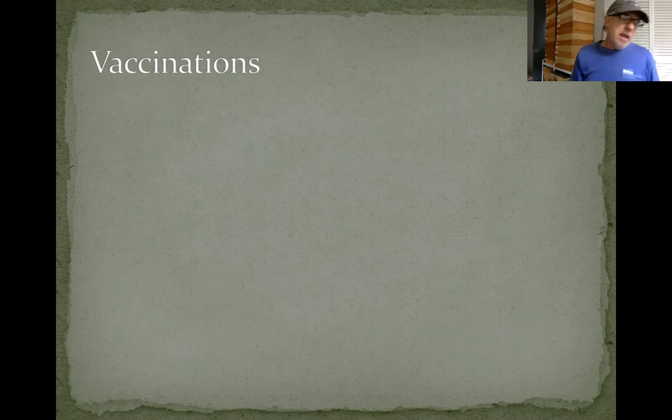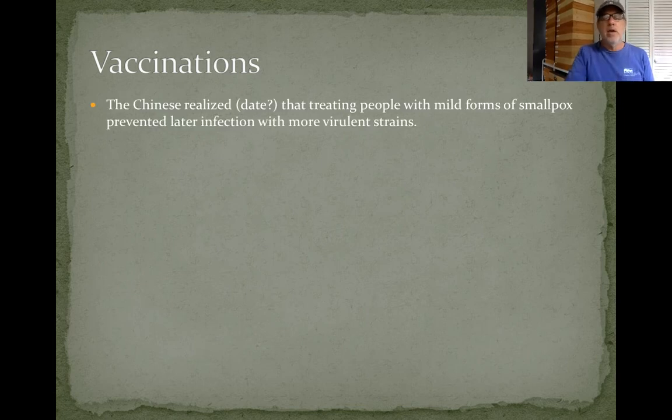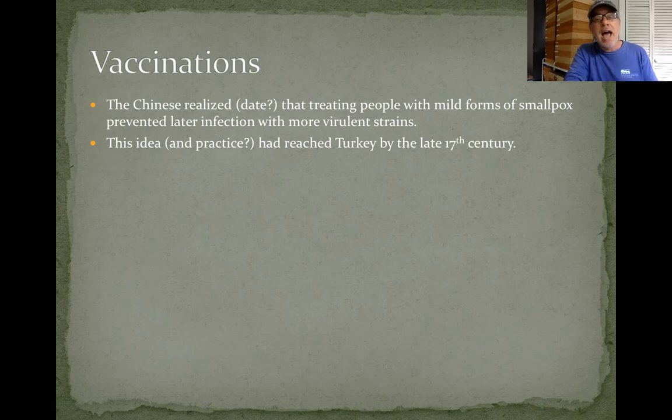So let's go on and discuss vaccinations, an amazing technology that humans have figured out. Let's talk about what a vaccination does, as well as why some people are against them. The Chinese realized 1,000 years ago or more that treating people with mild forms of smallpox would prevent later infection with more virulent strains. The idea had reached Turkey by the late 17th century.